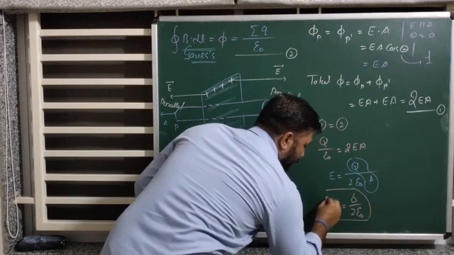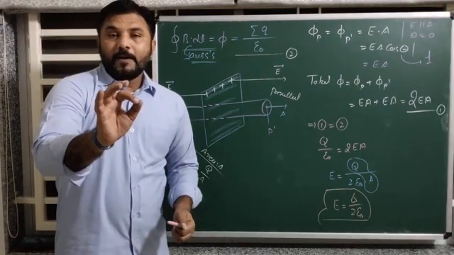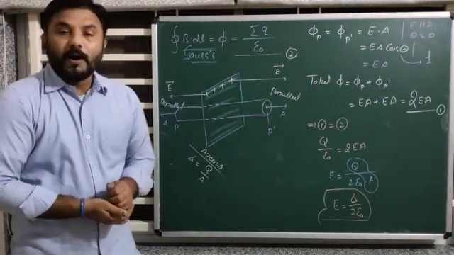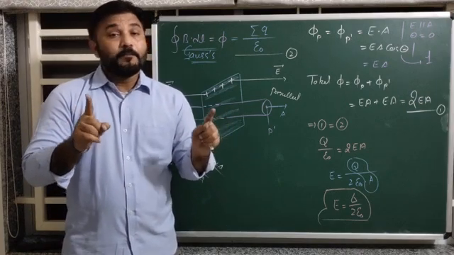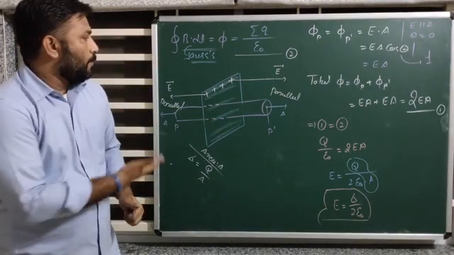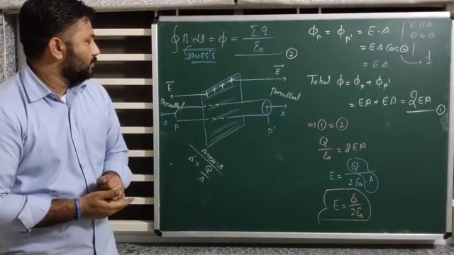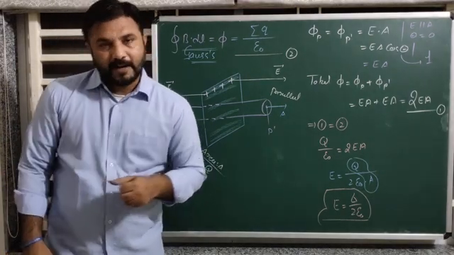Right? So this is the theory to obtain the electric field for an infinitely long plane sheet which is uniformly charged. So this is the answer. Clear? Let us have a look for a few seconds.